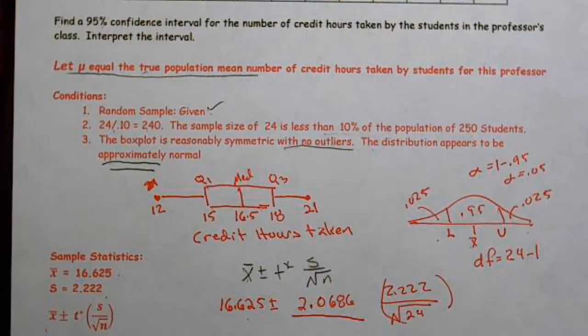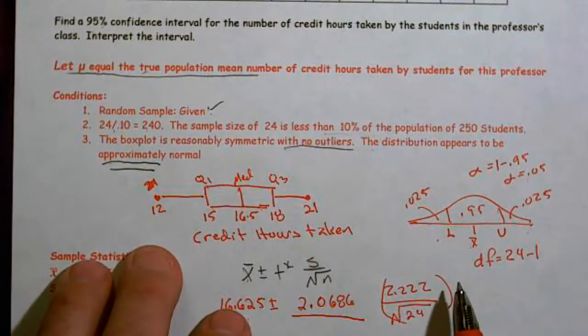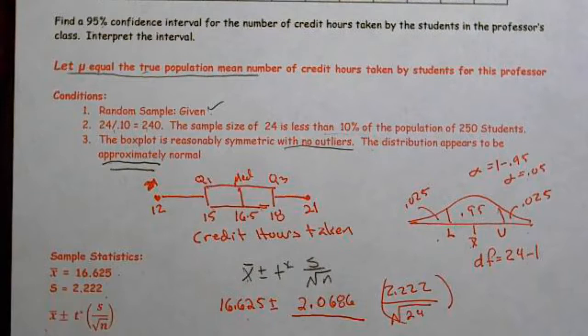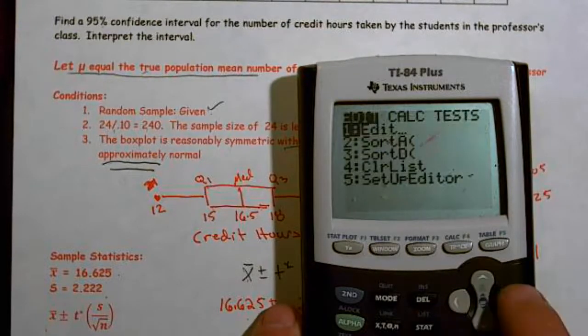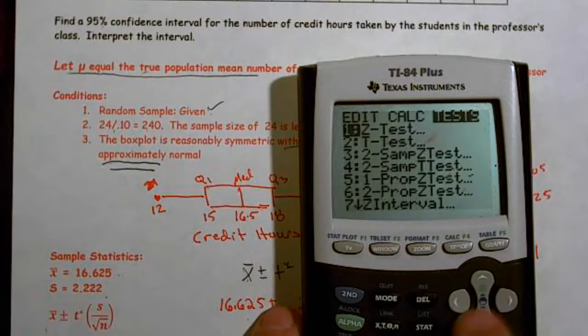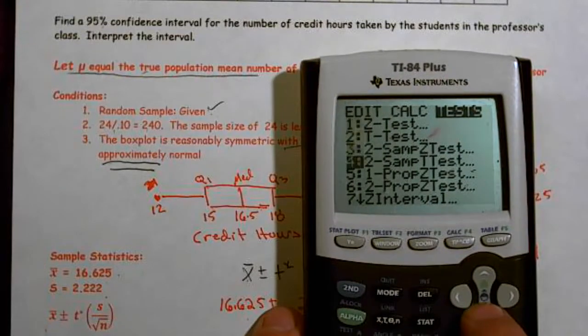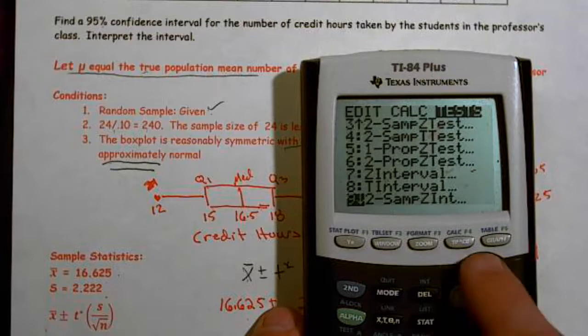All right. So now I've shown all my work, and this is great. So this will take care of us for work shown. And now I'm going to go ahead and run this. I'll go stat, arrow over to test, and I'm going to drop down to number 8, which happens to be a T interval.